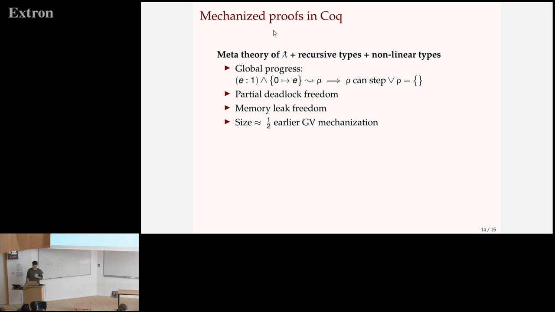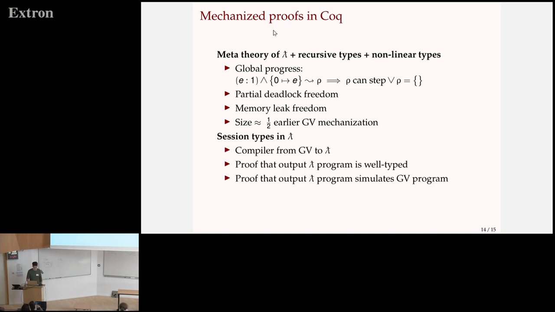I've also mechanized the partial deadlock freedom theorem, which says that not even a subset of the configuration can get stuck. And a memory leak freedom theorem, which in this case simply says that these barrier markers are cleaned up. And because this language is simpler, this is about half the size of an earlier GV mechanization. In addition to this, we also have this compiler from GV to this language, the proof that the programs that you get are well-typed, and that the semantics simulates the original semantics.